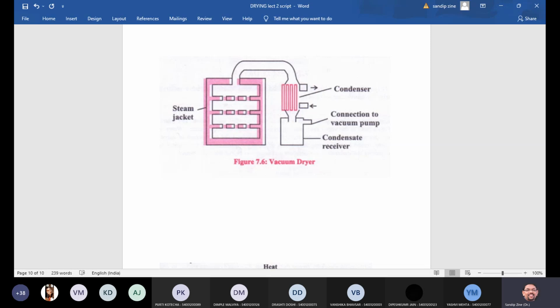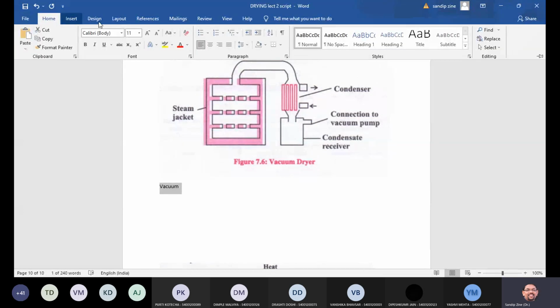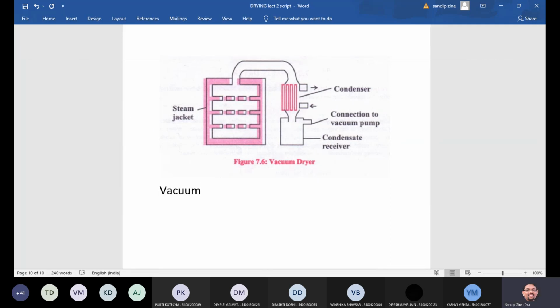Now in the vacuum dryer, if you are talking about the principle of this dryer, the materials are dried by the vacuum, as the name suggests. So the basic principle is that vacuum gets created, and because of that our material gets dried in the vacuum dryer. So in the principle you can write this point. Also, therefore, what will happen?